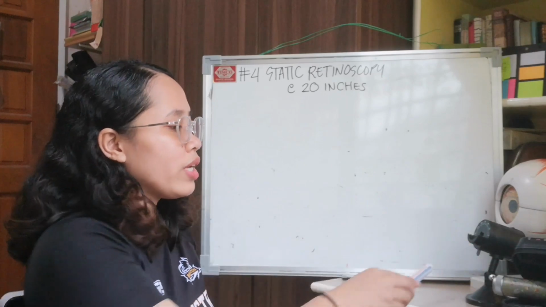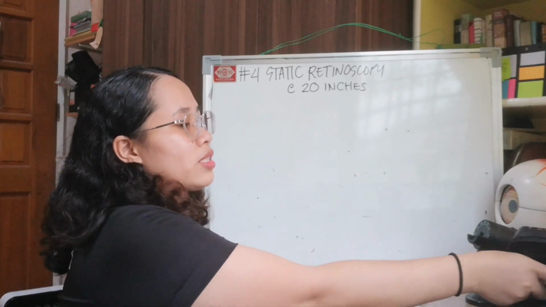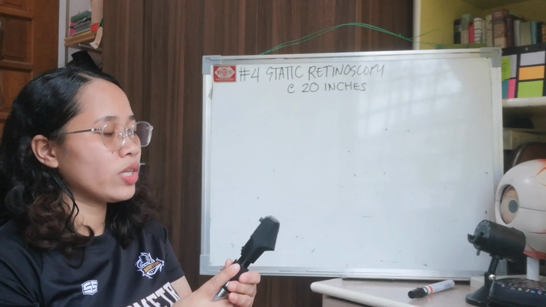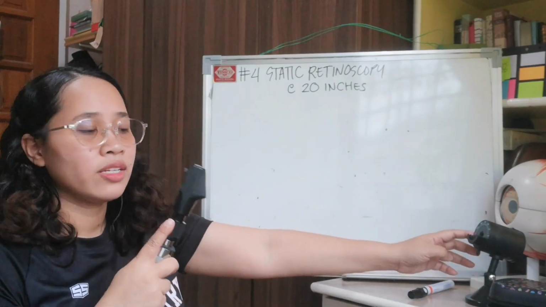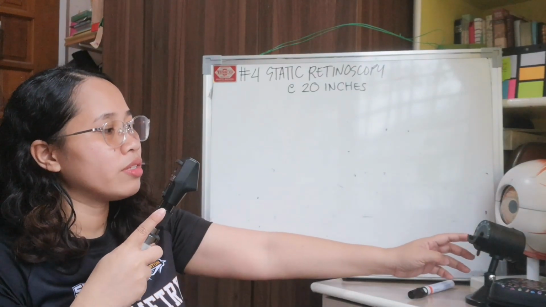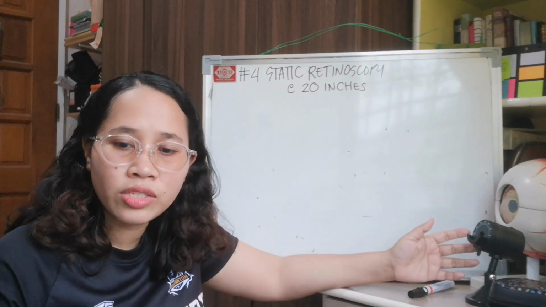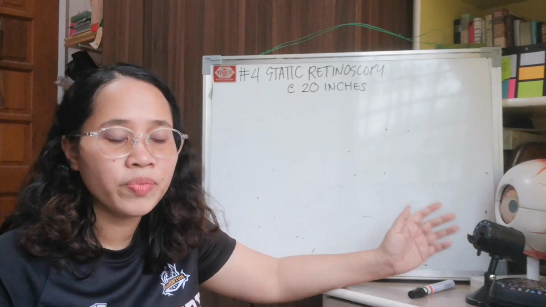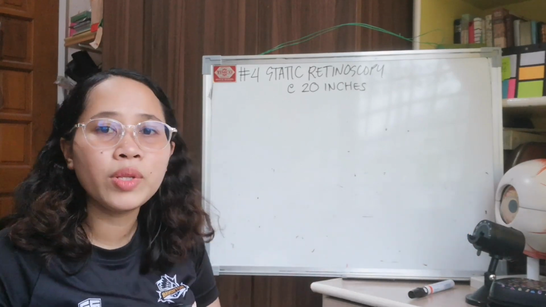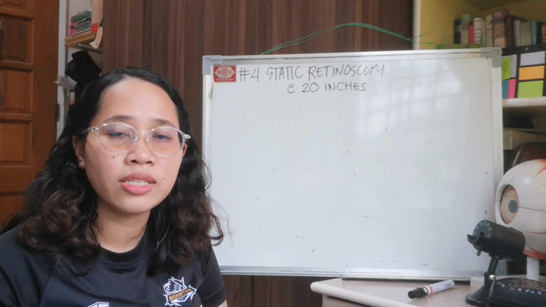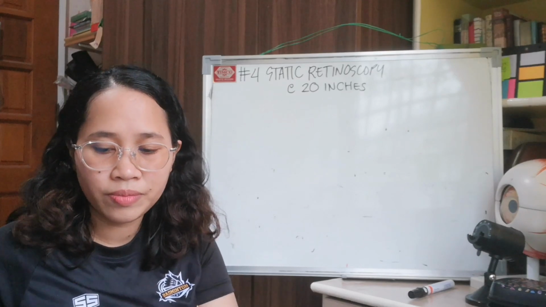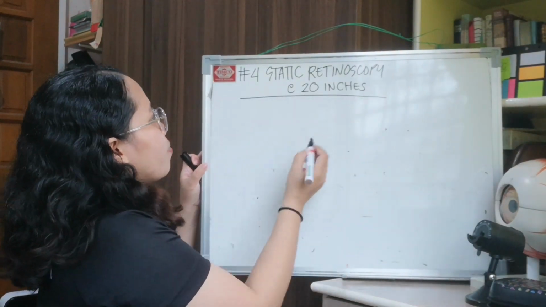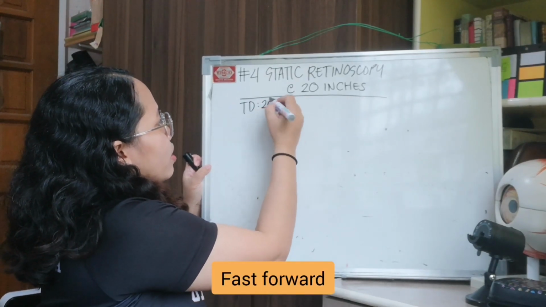Okay. And the next type of retinoscopy is according to the method, stable and mobile. So during step number 4, or static retinoscopy, you are 20 inches from the patient. So this is a stable method, and it is also working with the working distance lens, or WDL. So when we say WDL, that is the working distance lens.